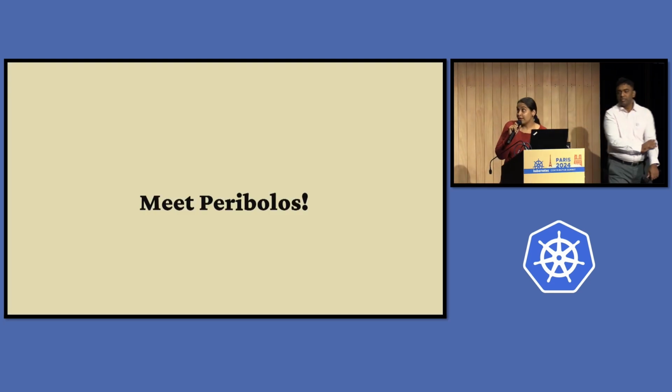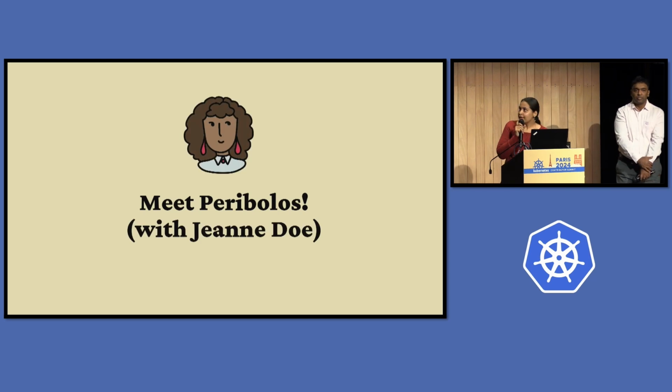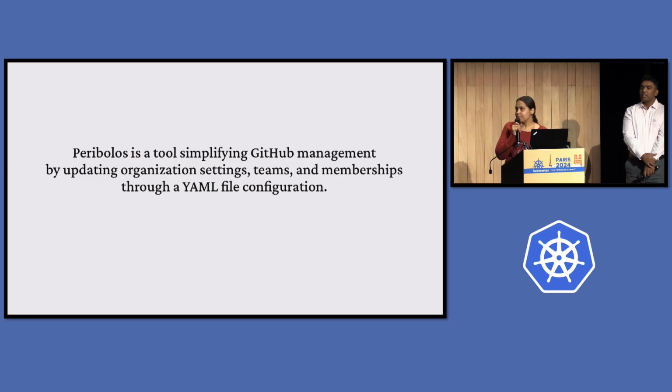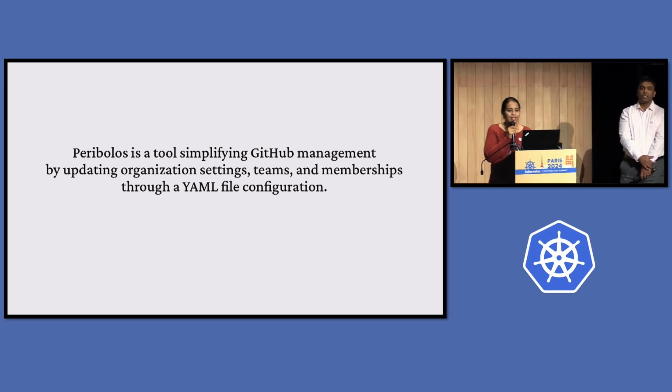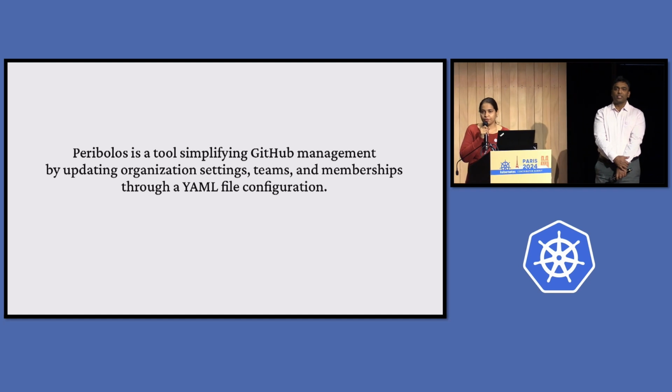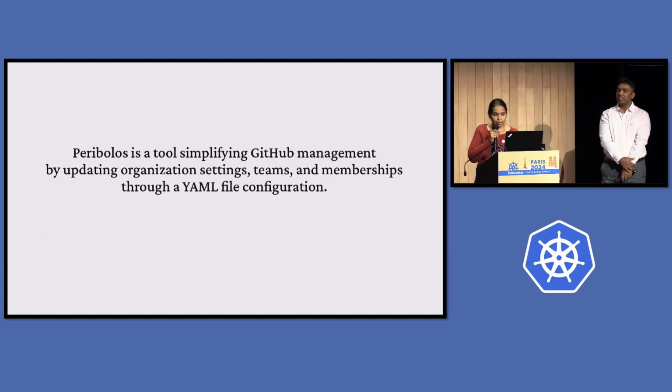So before we see Peribolos in action with our friend Jando, what is Peribolos? Peribolos is a tool simplifying GitHub management by updating all of an organization's GitHub organization settings, teams, or membership through a YAML file configuration. What it means is you describe everything that you need to be configured on GitHub in a YAML format, and Peribolos takes it over from there.